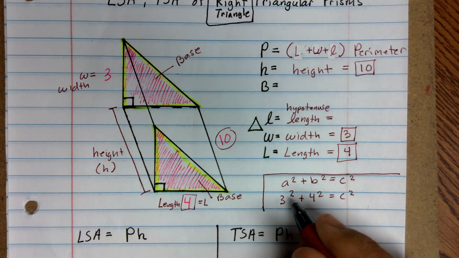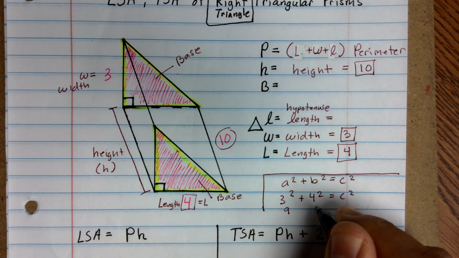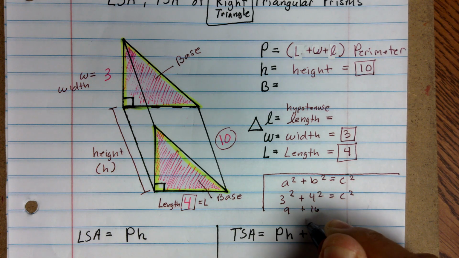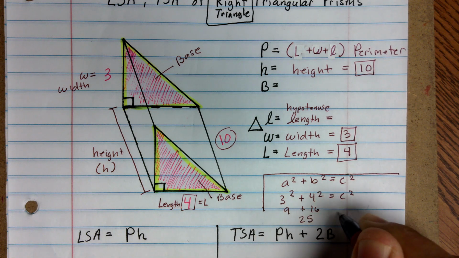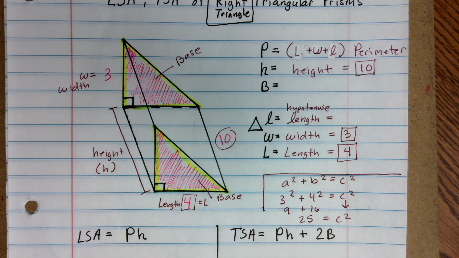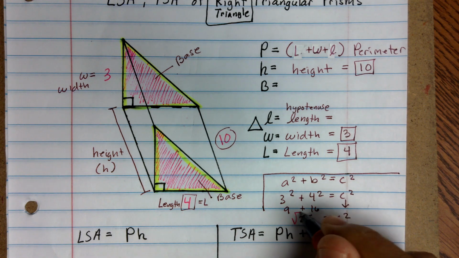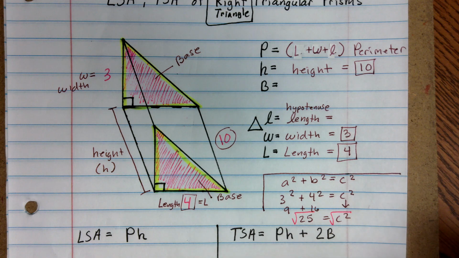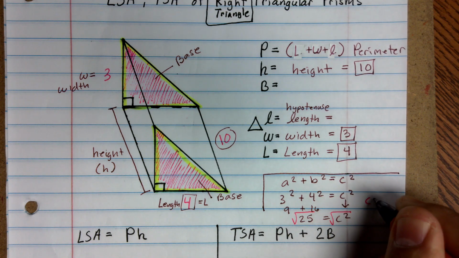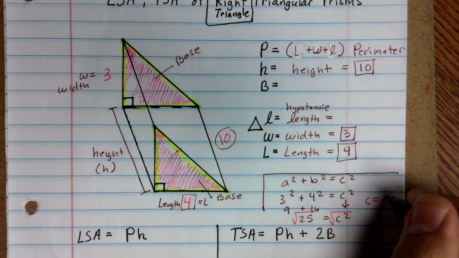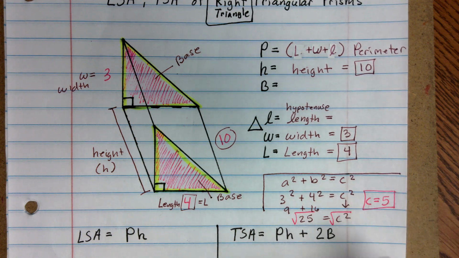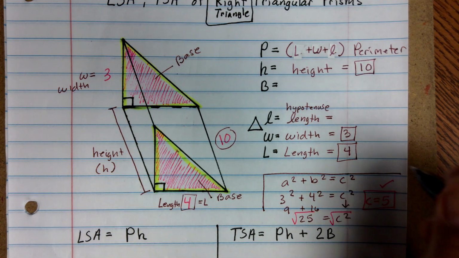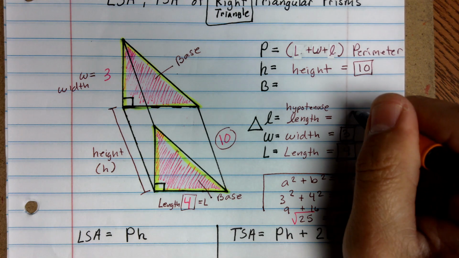If I square this, this is going to give me 9, this is going to give me 16, and if I put it together, it gives me 25. So I can say c squared is equal to 25. Now do remember, when we have one like this, we've got to take the square root of it to get our final answer, because we want a linear measurement. So c is going to be equal to 5, because the square root of 25 is 5. So I've done the Pythagorean theorem, and my hypotenuse length is going to be 5.